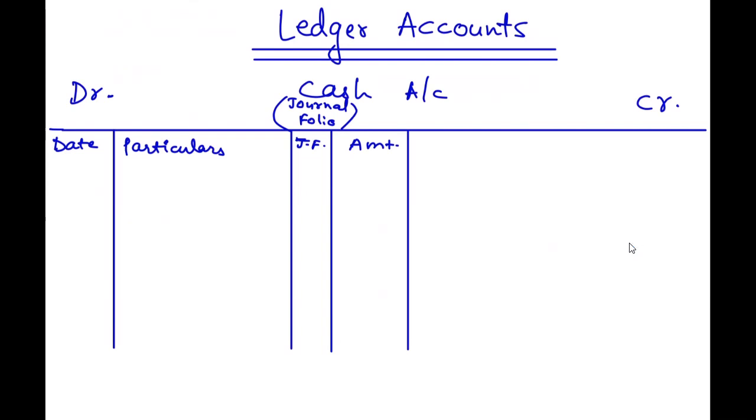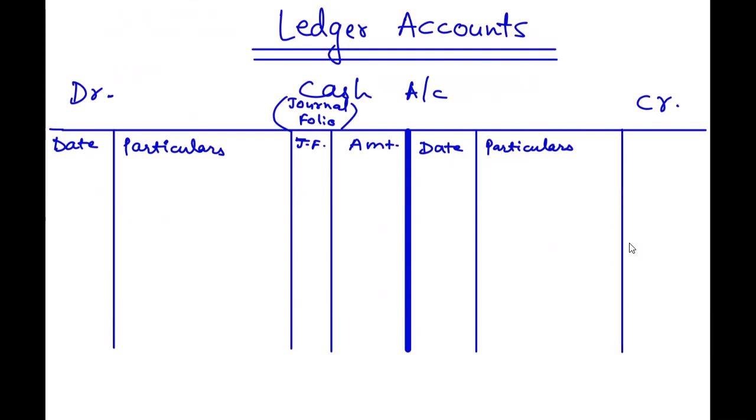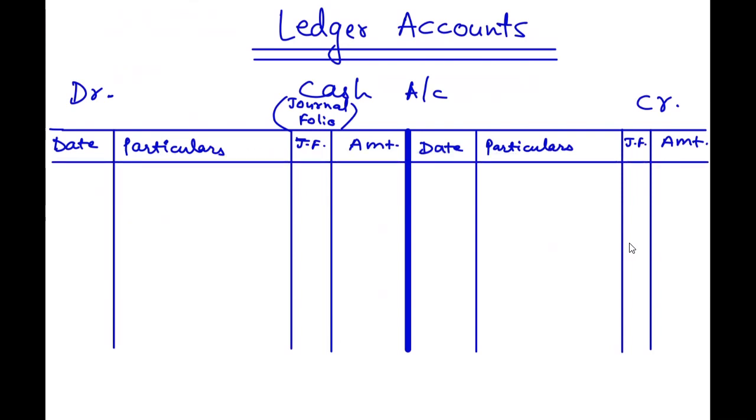What do you mean by that, sir? My account has two sides, one debit and one credit. So one side is done. Now we have to do the same for the credit side. We have date, particulars, journal folio, and the amount column. So this is the basic format of your ledger account.